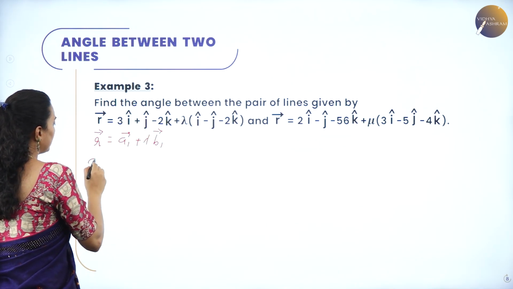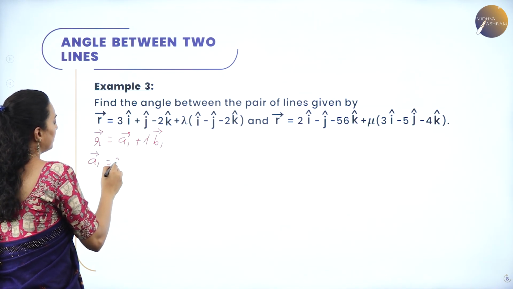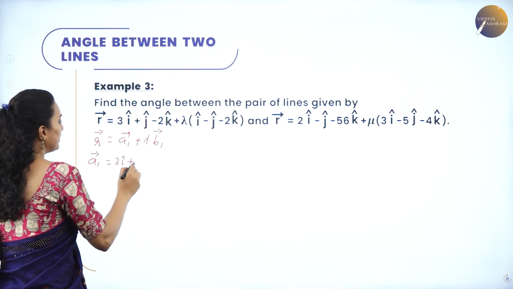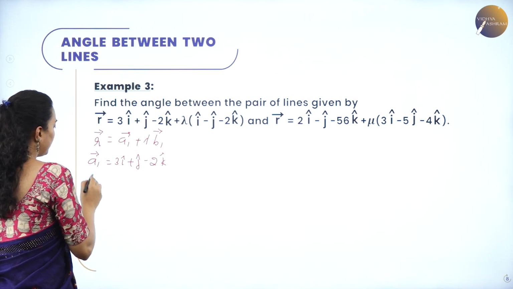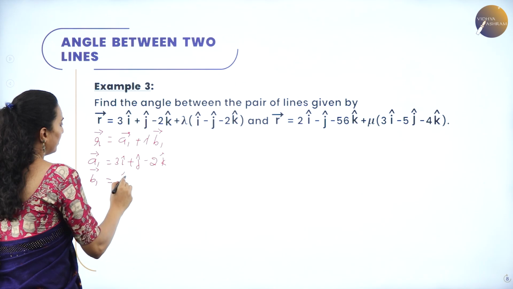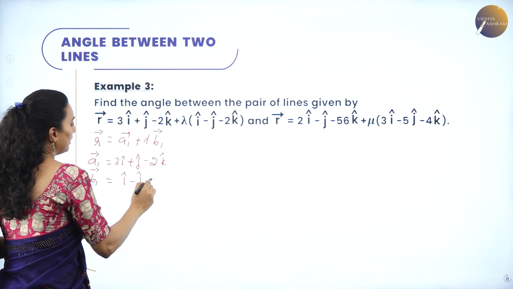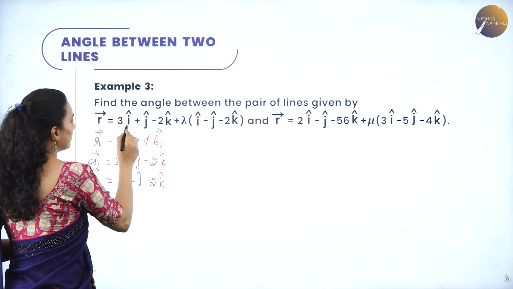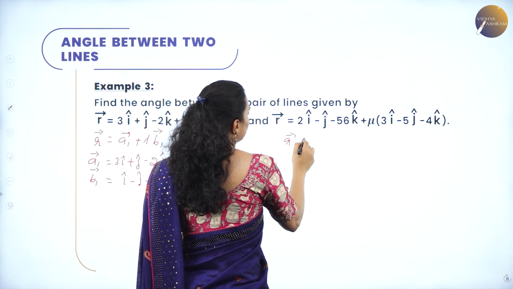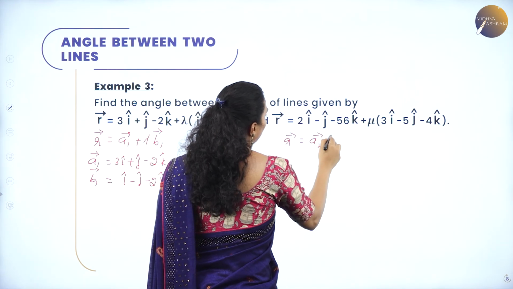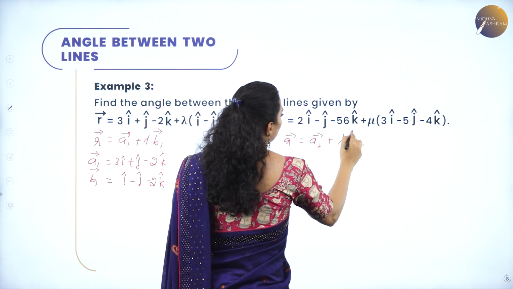So a1 vector is nothing but 3i plus j minus 2k. Similarly, b1 vector is nothing but i minus j minus 2k, isn't it? So this is a1, this is b1. Similarly, r vector is equal to a2 vector plus mu into b2 vector.